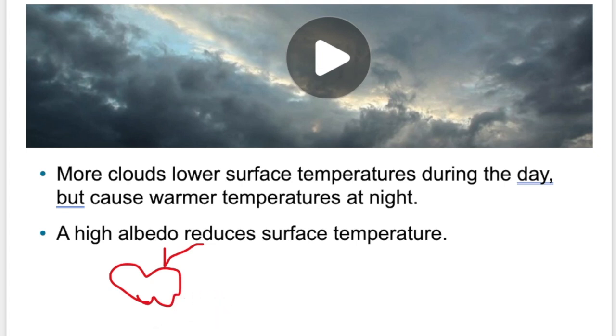So at nighttime, the Earth's radiation will leave and enter into the atmosphere, and then it will get trapped by the clouds, so it could radiate back onto Earth's surface. So again, cloud cover and albedo, this is just based on reflectivity. So a high albedo reduces surface temperature, like I just mentioned before.